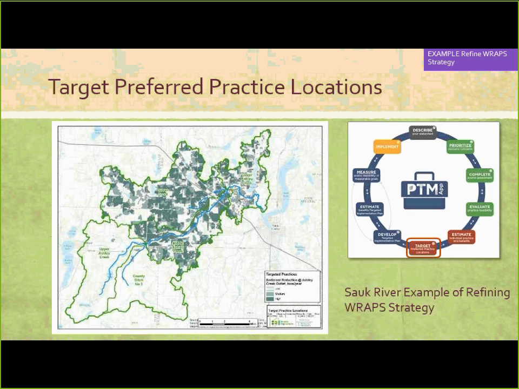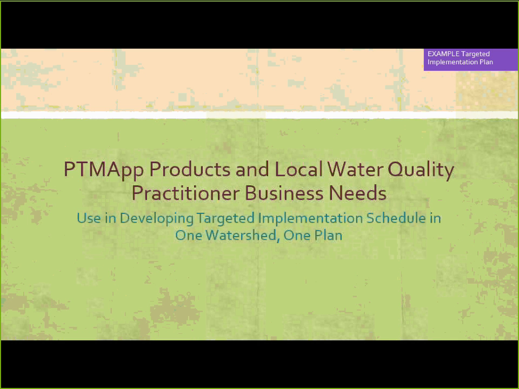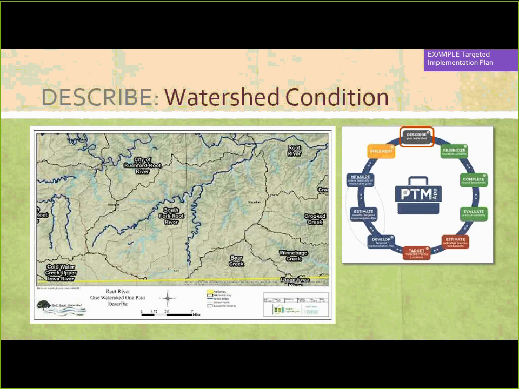You're not going to do all of them, so someone needs to work with them to develop an implementation approach. And that's what I'm showing you here: locally, they wanted to implement in the lower part of the watershed. And so these are their targeted locations for practices. I'm going to switch now and show you one watershed, one plan example.